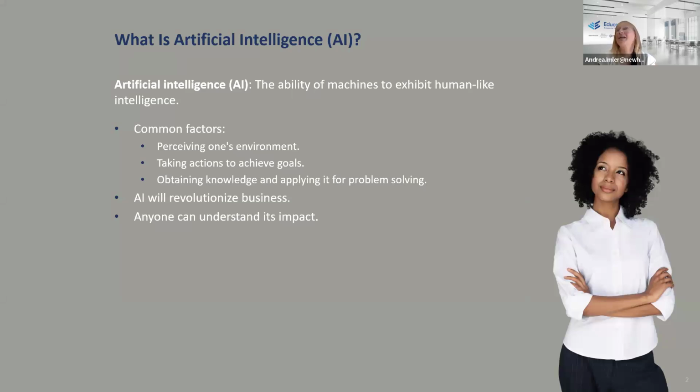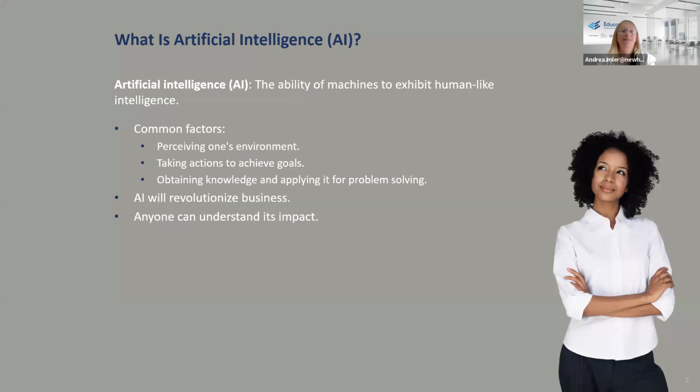One factor is that one can perceive its own environment. A second factor is to take actions to be able to achieve a goal. And a third factor is to be able to obtain knowledge and apply that knowledge for problem solving. And we're seeing that artificial intelligence is able to do these three things when it's trained to do this. And so we're going to talk about that a little bit later also today. And so this is our definition, that for AI, it has to have these three common factors.